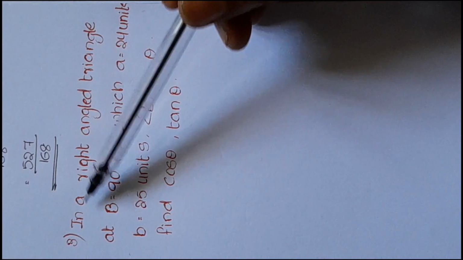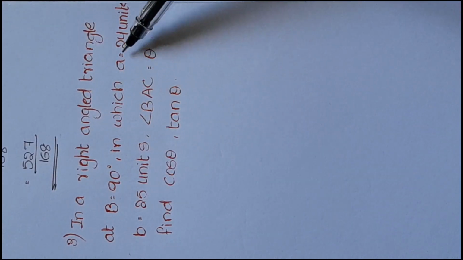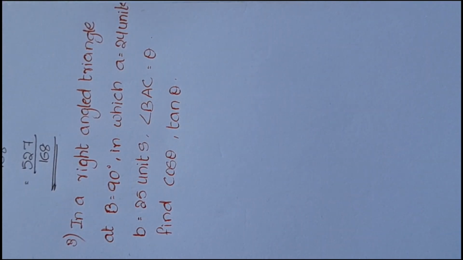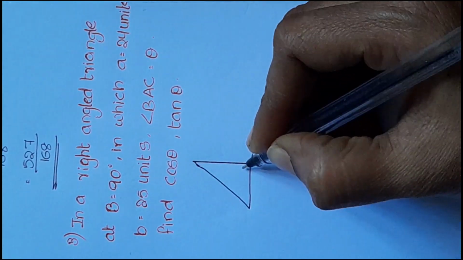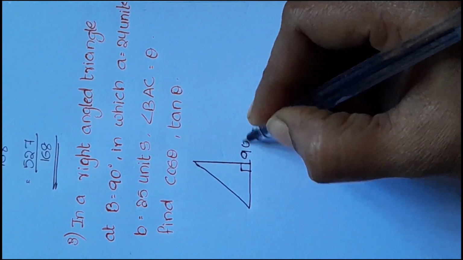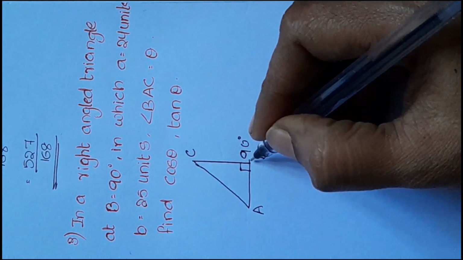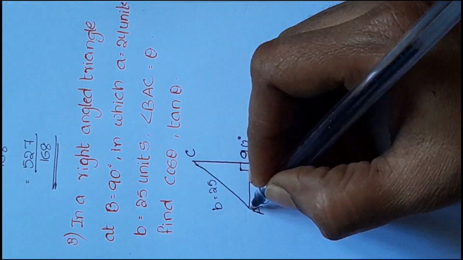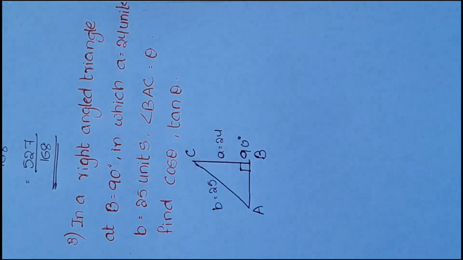Now the third question is, in a right angle triangle at B is equal to 90 degrees angle in which small a is equal to 24 units and small b is equal to 25 units. Angle BAC is equal to theta. Find cos theta and tan theta. Now let us draw a right angle triangle ABC first. Here B is given as 90 degrees. A, B and C. The side opposite to angle B becomes small b, which is given as 25. Side opposite to angle A becomes small a, which is equal to 24.